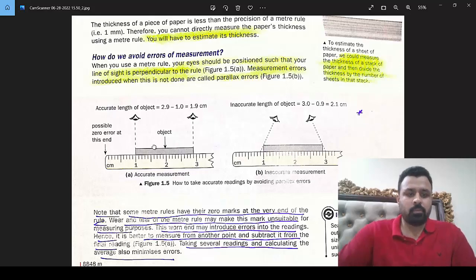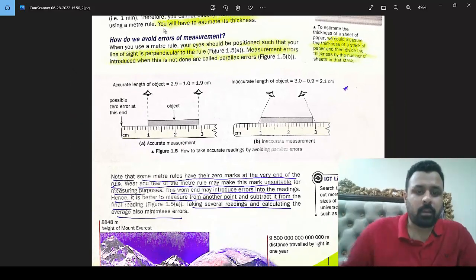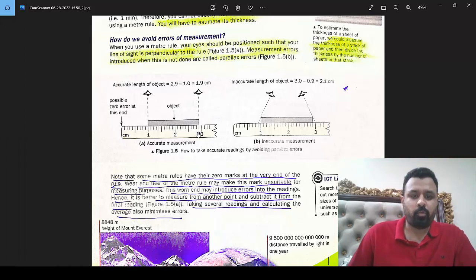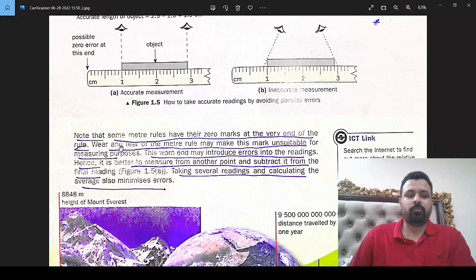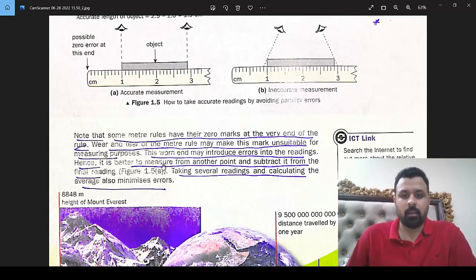Now as you can see, the accurate length here is 2.9, and this is 1, so the difference is 1.9 centimeter. Here it is 3, and it's 0.9, so 2.1 centimeters. So this is the difference. Possible zero error at this end. Note that some meter rules have their zero mark at the very end of the rule, so we have to mark a suitable point for the measurement.